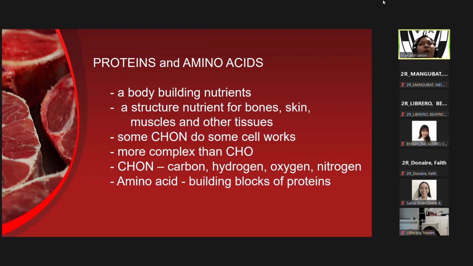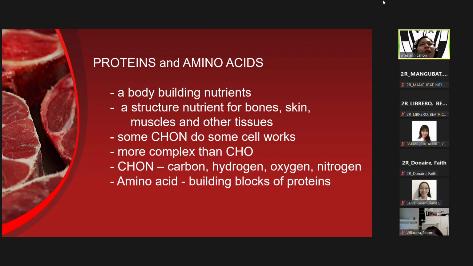What other function does protein have? Proteins also do some cell work. It doesn't mean your protein is only for tissue repair and building your tissue, okay? What else? They will help, for example, in your immune system, in developing your antibodies, your WBC.